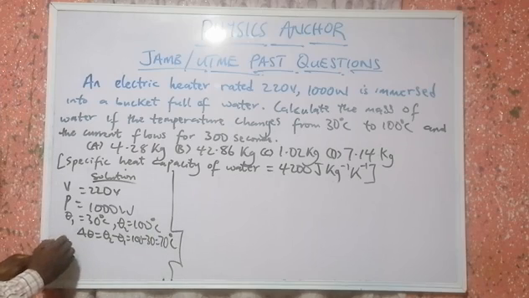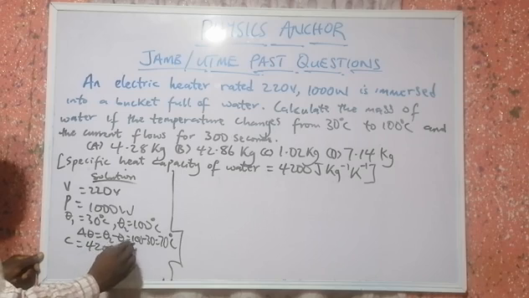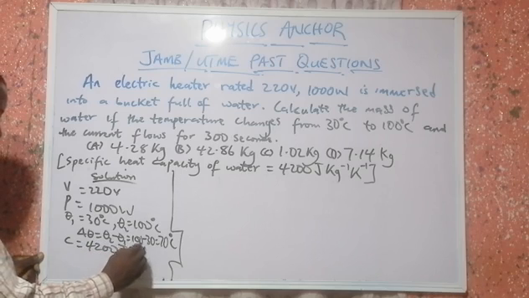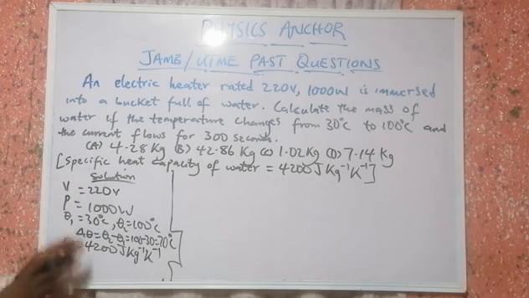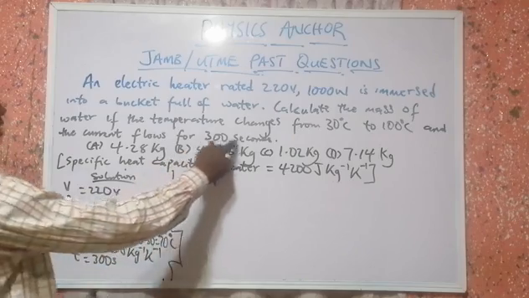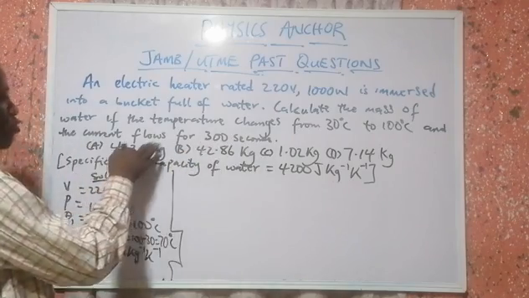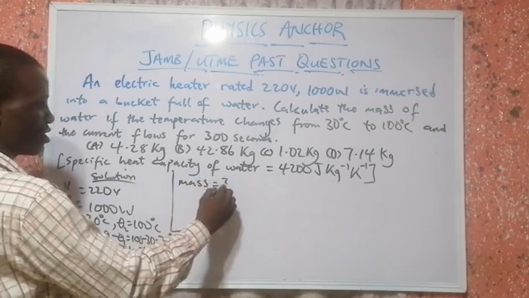We also have a specific heat capacity of water given as 4200 joules per kilogram per Kelvin. So we do not have any conversion to do. Everything given to us is in SI units that we can make use of. So they are asking us to calculate what mass. Don't forget that our time was also given to be 300 seconds. So the current flows for 300 seconds, and the unknown that they want us to find is the mass, which is the question mark.